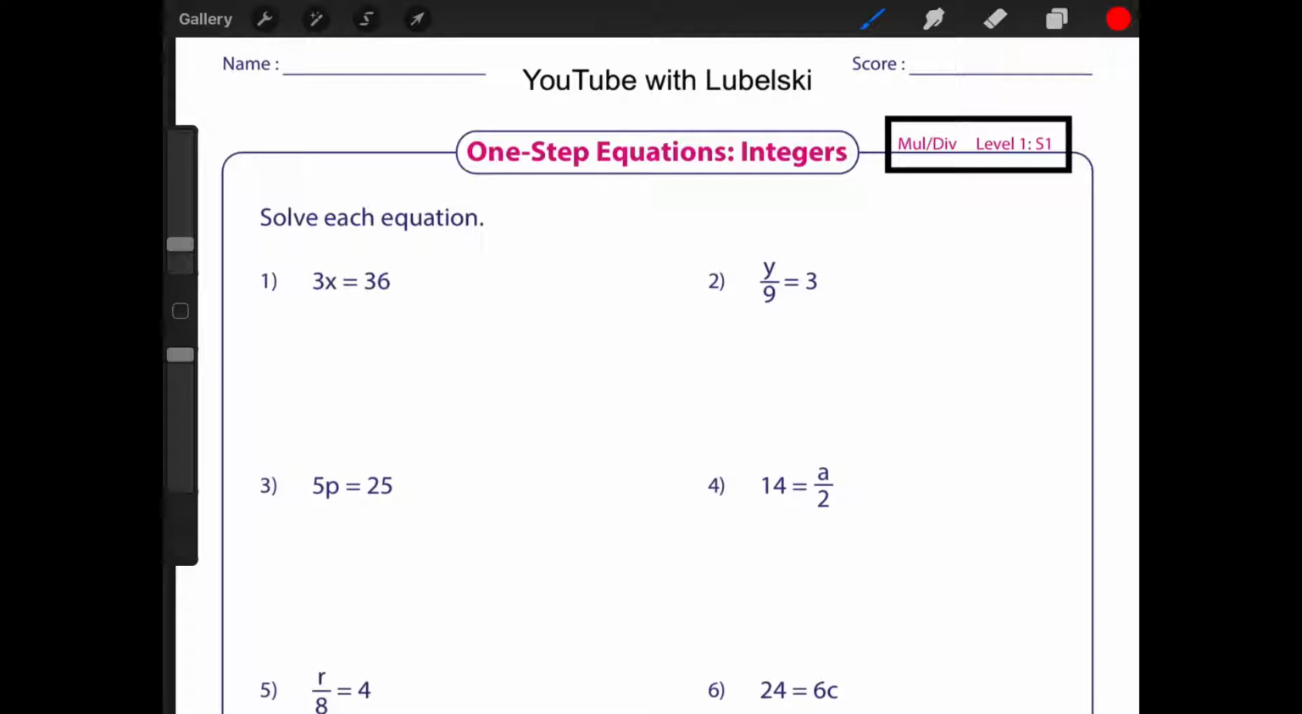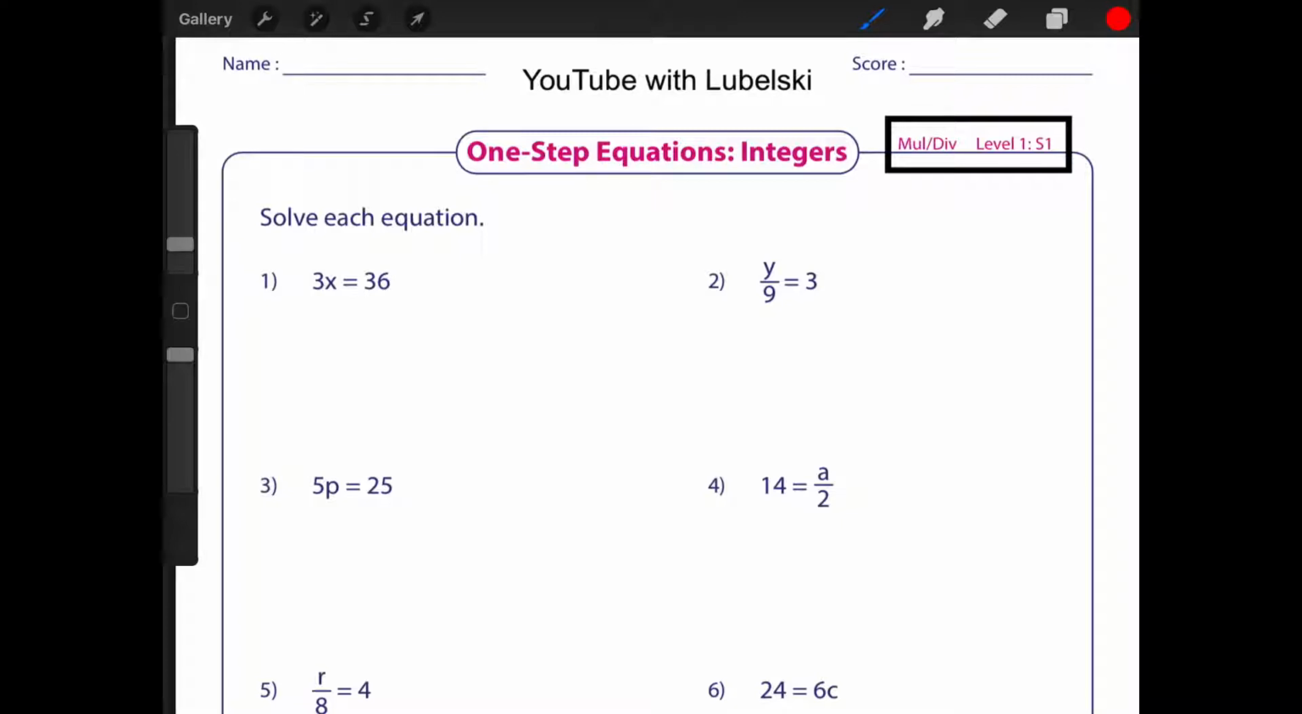All right, welcome back to YouTube with Lubelski. I am focused on one-step equations today with integers, but we're focused on multiplying and dividing. So there's only going to be one step in all of these problems, and the only thing that we're going to be doing is multiplication and division, because multiplication and division are opposite operations, okay? So we're going to be using those to solve our problems.